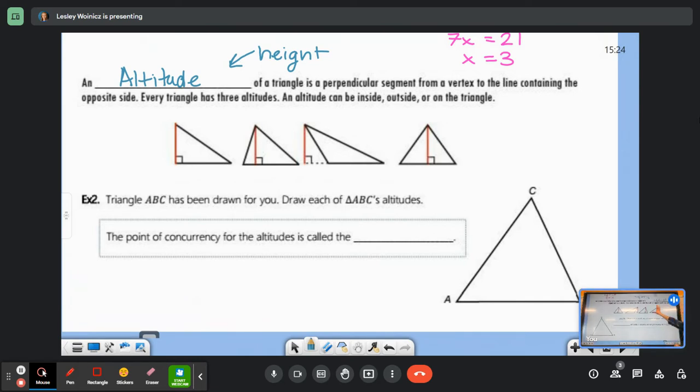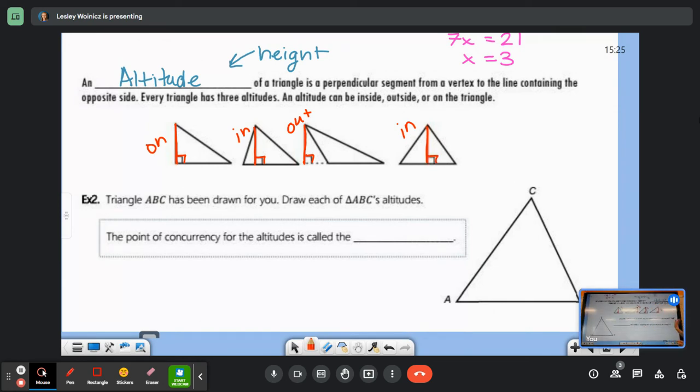So here we have a couple of different triangles with their altitudes in red. Okay, you can see here this altitude is on the triangle. Okay, here it's inside. Okay, here it's outside. Okay, and then here it's in again. And each time you can see that it is perpendicular to that side opposite the vertex.